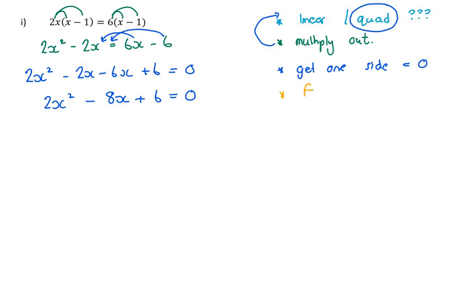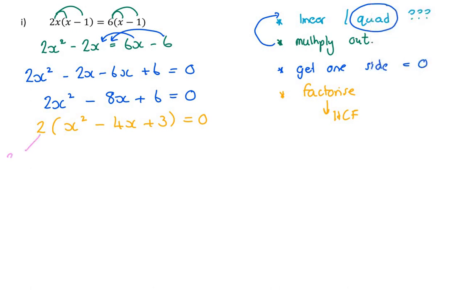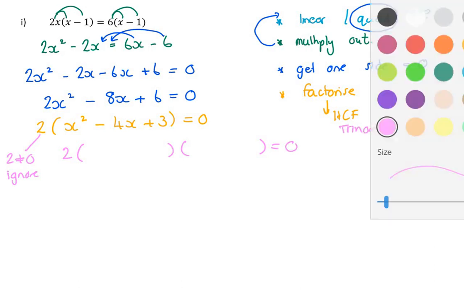Now I need to factorize, and the first thing I do when I factorize is I look for our highest common factor. So I'm going to take out a 2, so I've got x squared minus 4x plus 3. Now this is an example of where this 2 is pointless. 2 can't equal 0, so I'm going to ignore it. You can keep it around for the fun of it, but what do you notice? That bracket inside is a trinomial.